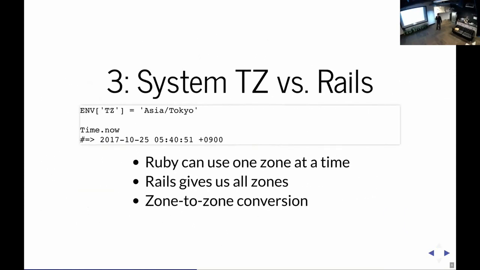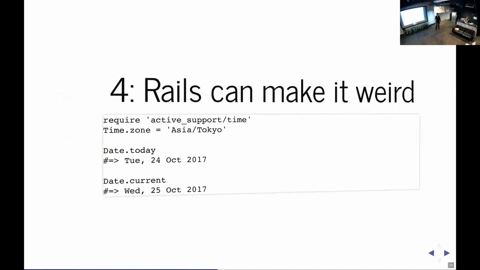Now, a lot of people think that you need to run Rails to get time zones in Ruby, but actually you can use the system TZ inside of Ruby, and you can use one time zone at a time without actually loading ActiveSupport time. It just means that you have to deal with one time zone at a time, and you can't do things like zone-to-zone conversions. But it is possible to work with it one way or another. It just happens that Rails does a lot of magic for us to take care of this.